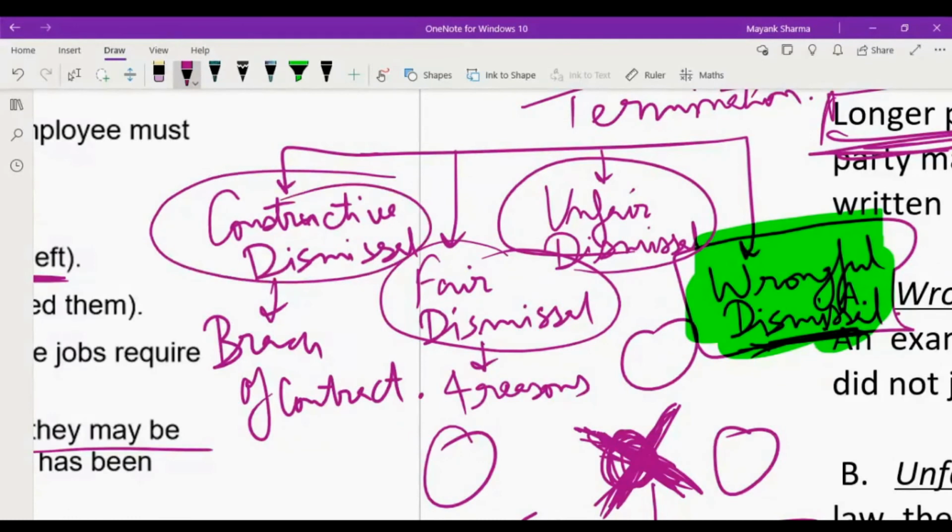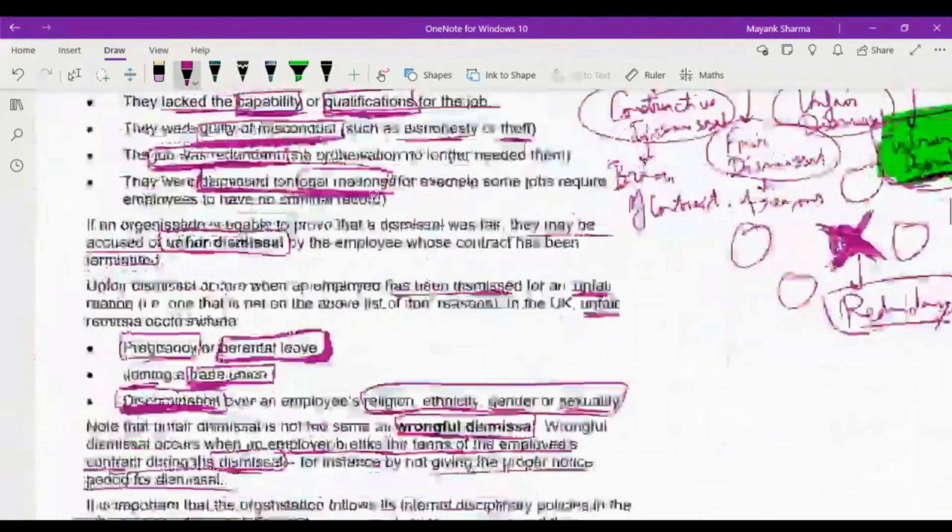Constructive dismissal and wrongful dismissal can fall under both fair and unfair, depending on the situation. Wrongful dismissal is not necessarily an unfair dismissal; it can be a fair dismissal, but at the time of dismissal, the terms which were applicable are not properly followed by the employer. That will be wrongful dismissal. Okay.